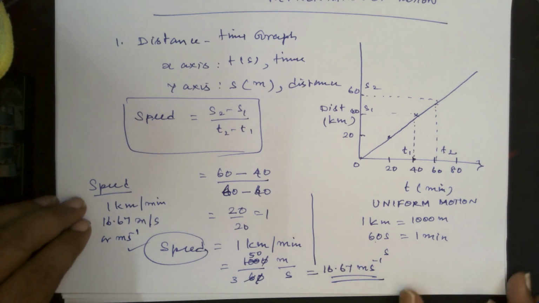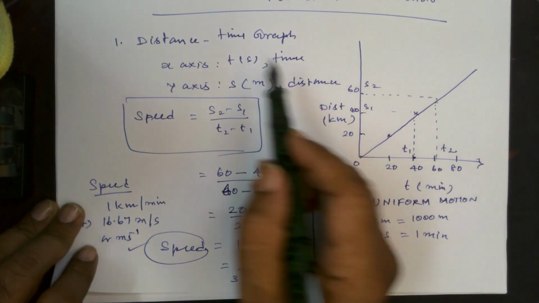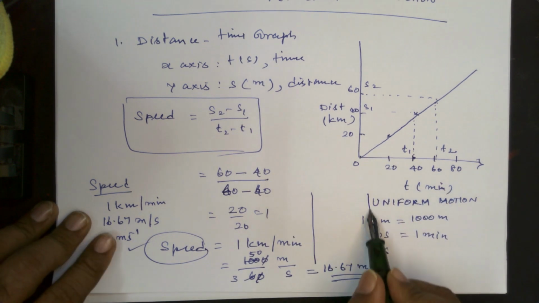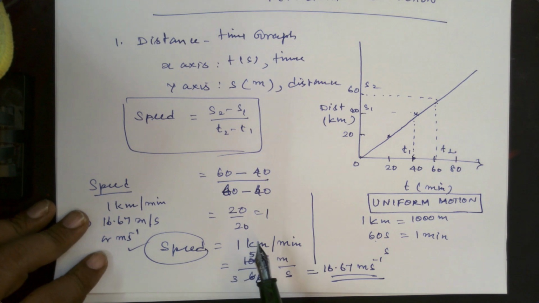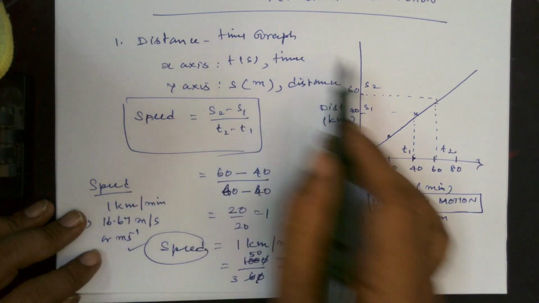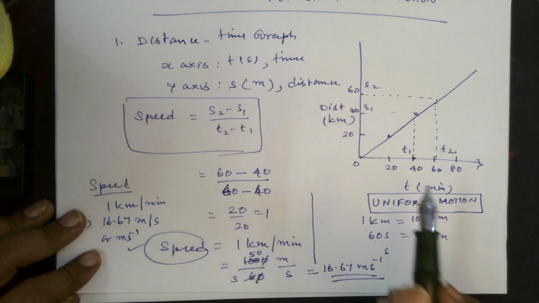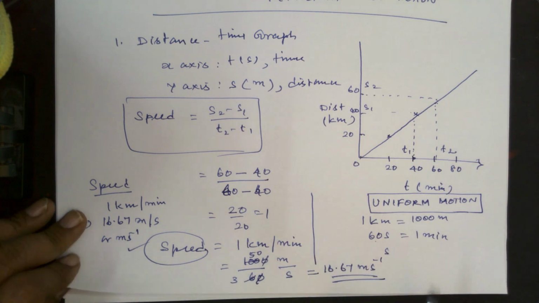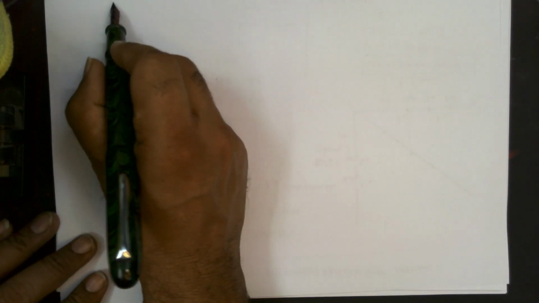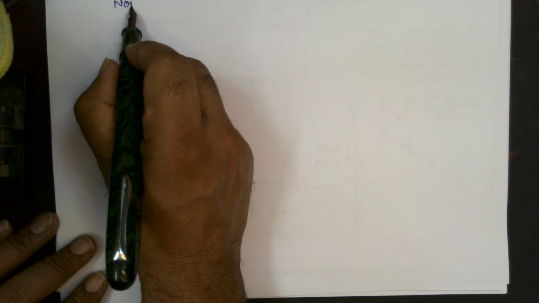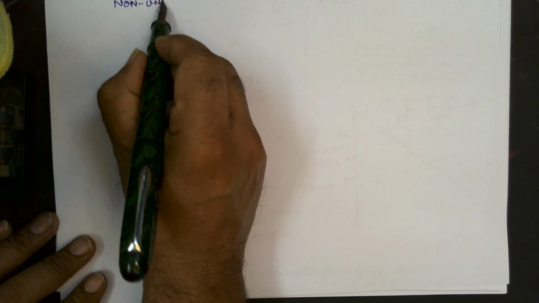Right. Now, this is of uniform motion, is it not? So, we have drawn the graphical representation. We have represented the uniform motion in a graphical way. Okay? Right. Now, non-uniform motion. How to represent it by graph? Non-uniform motion.